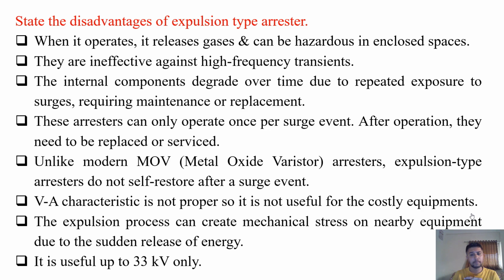Unlike modern MOV metal oxide varistors, expulsion type arresters do not self-restore after a surge event. The voltage current characteristic of this type of arrestor is not proper, so it is not useful for costly equipment. The expulsion process can create mechanical stress on nearby equipment due to the sudden release of energy. It is useful up to a 33 kilovolt system, that is, medium voltage distribution system. So these are several disadvantages of expulsion type arrestor.